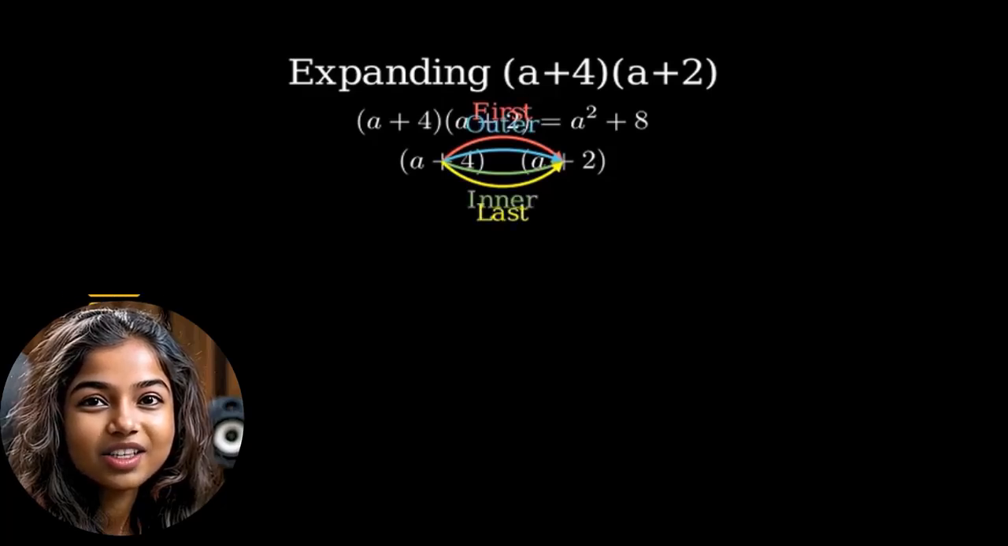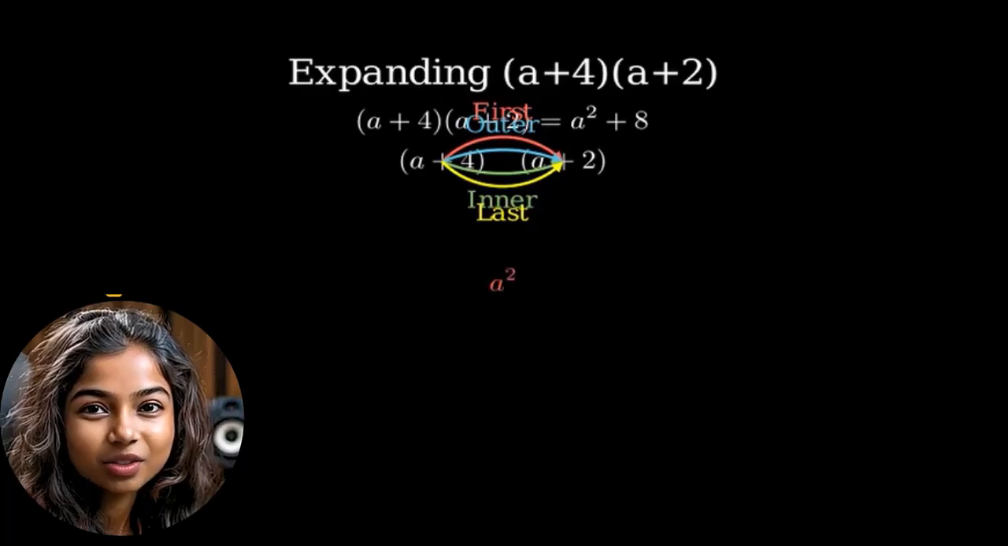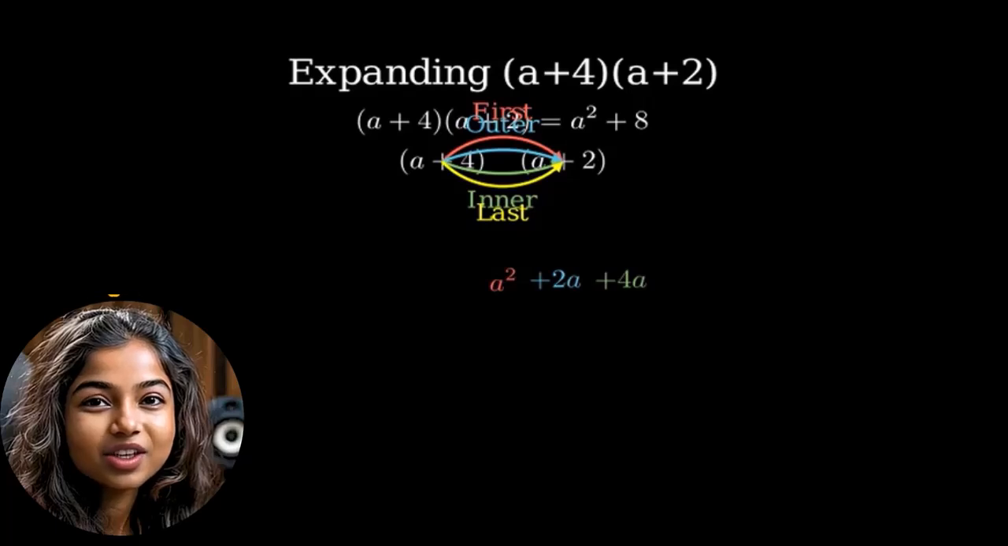Let's expand this step by step. First, we multiply the first terms. A times a gives us a squared. Next, we multiply the outer terms. A times 2 gives us 2a. Then we multiply the inner terms. 4 times a gives us 4a. Finally, we multiply the last terms. 4 times 2 gives us 8.